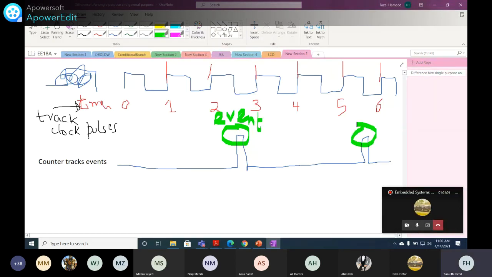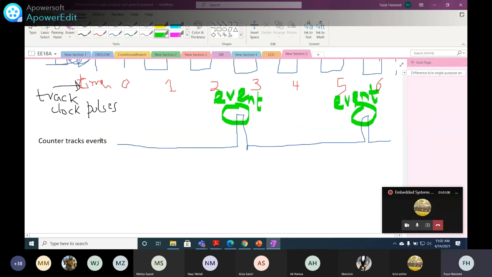And this is also another event. Okay, so now what will be the value of a counter here? The value will be 0 here. And when will it be 1? At this point it will be 1. And when will it be 2? At this point.